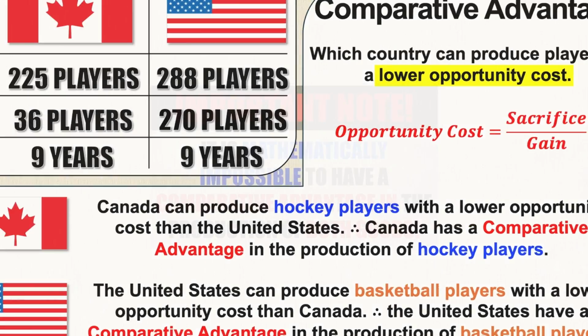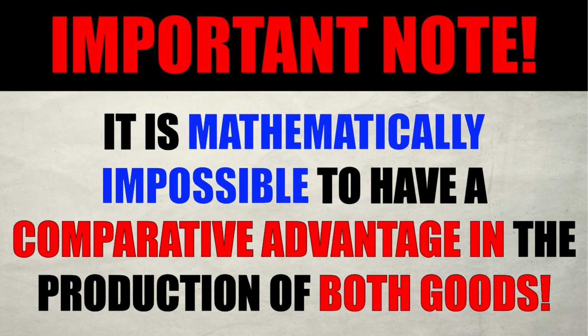Now, there's one more very important note that you need to remember when looking at comparative advantage. It is mathematically impossible for one country to have a comparative advantage in the production of both goods. It is, however, possible for the same country to have an absolute advantage in both goods. In fact, in our example, the United States had an absolute advantage in producing both players.